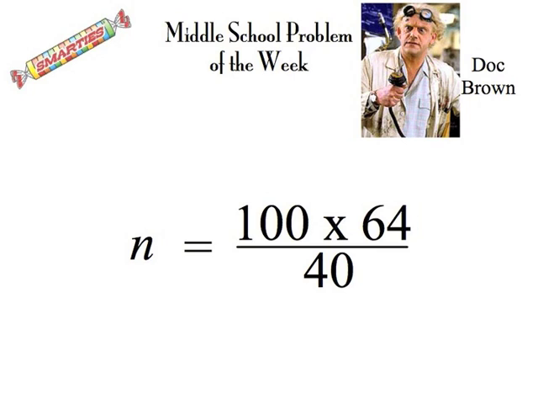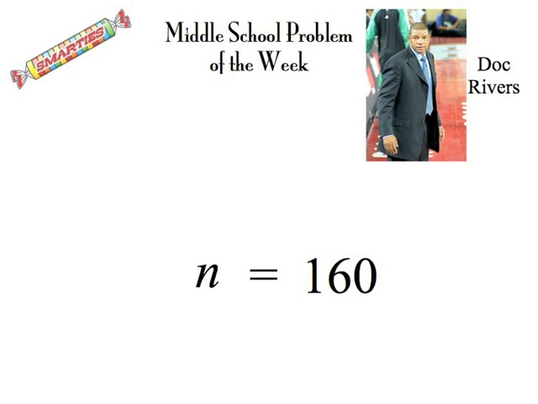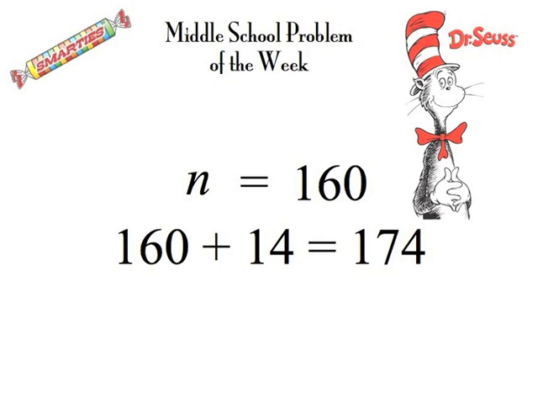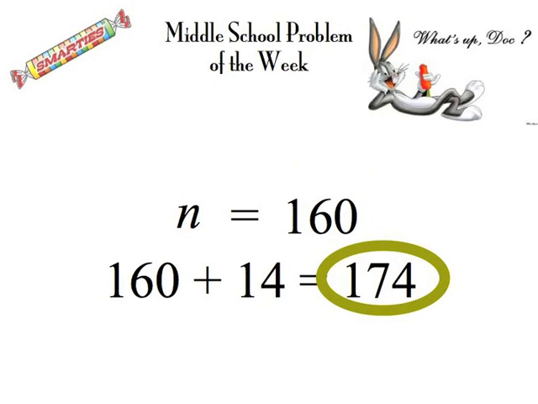We work that problem out, and we get that n is 160. So that's how many files fit on the original shelf. But remember, there were 14 additional files. So 160 plus 14 is 174. There were 174 original files. The answer to this week's problem of the week.